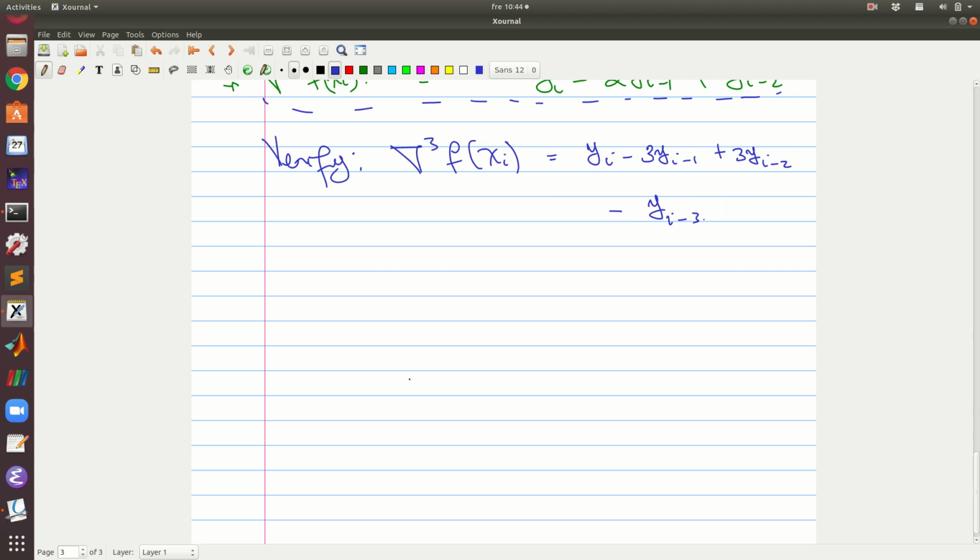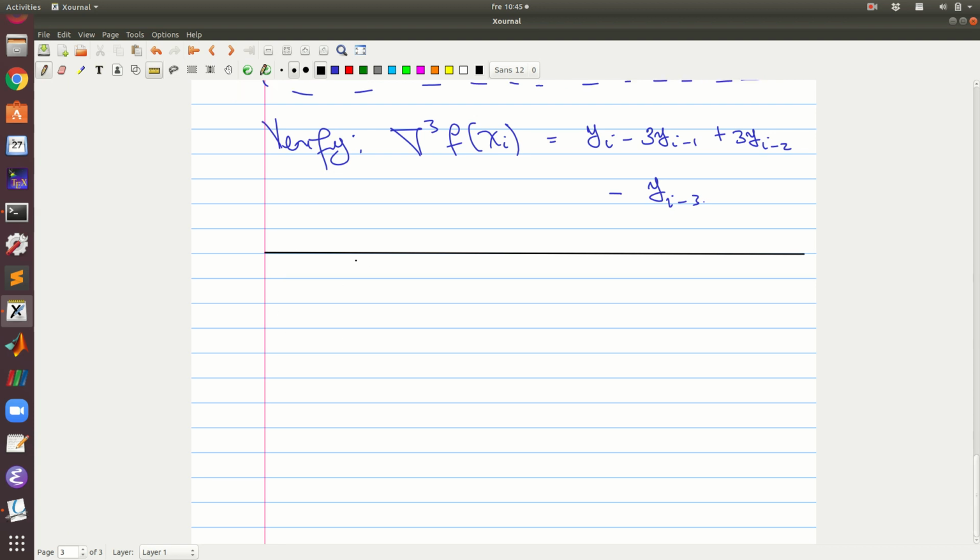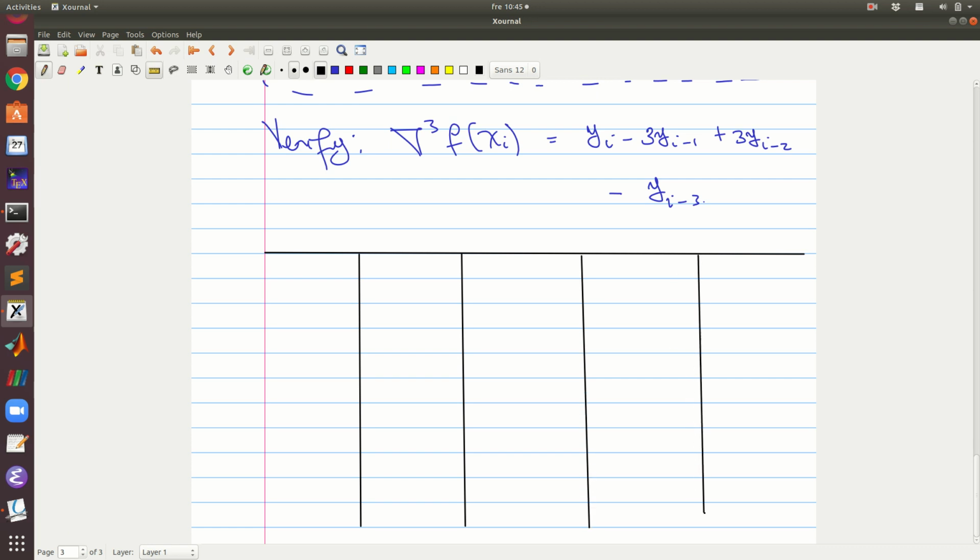So I would like to conclude this video by looking at the backward difference table. It is very similar to what we did for the forward difference table, so I will go through this quite fast. We'll have a column for our x, a column for our function values, a column for the first backward difference operator, a column for the second backward difference operator, and then we shall stop at the third backward difference operator.